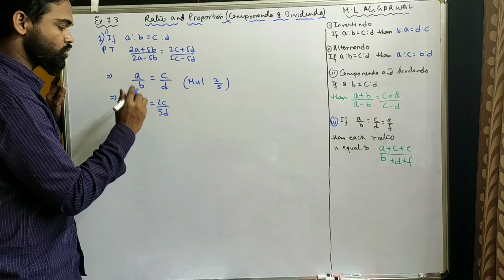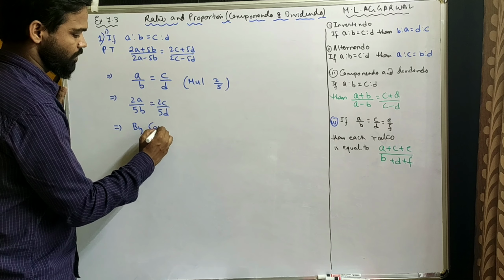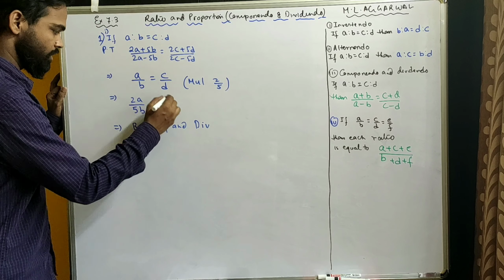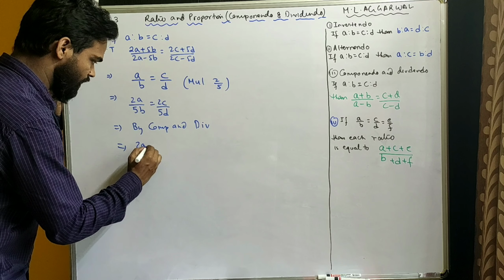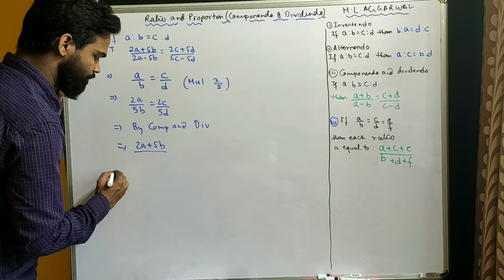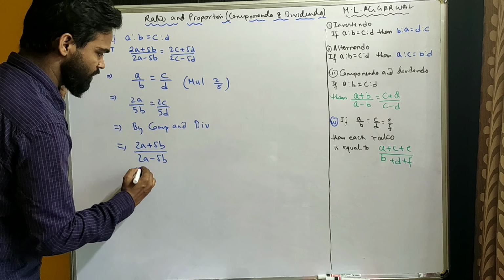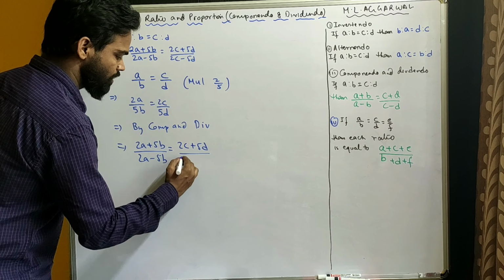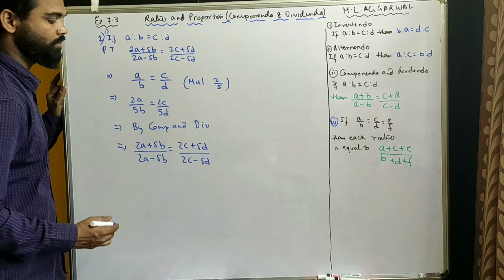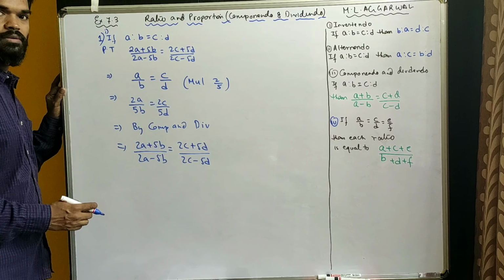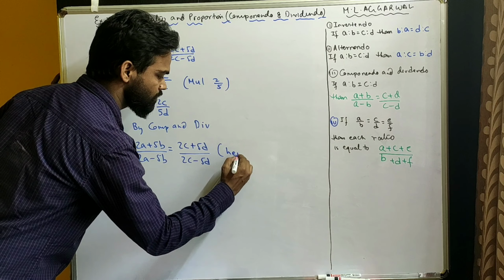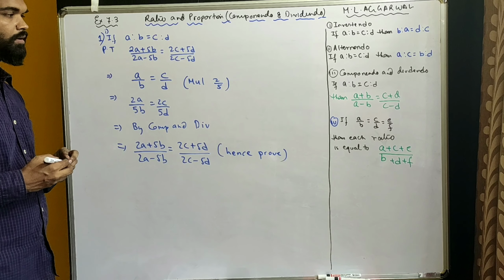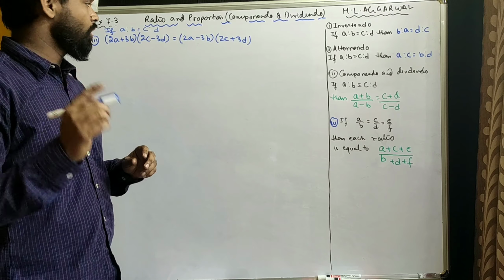Now, if you use componendo and dividendo, what do we get? Numerator plus denominator by numerator minus denominator is equal to numerator plus denominator by numerator minus denominator. That is componendo dividendo. Is it clear? Hence proved. See, they told us to prove only this. Clear? Now look at the next sum.